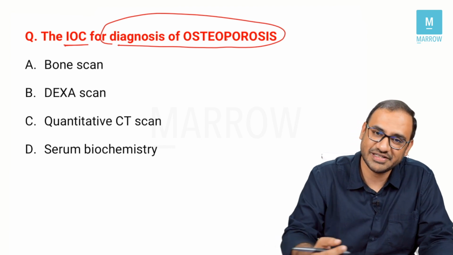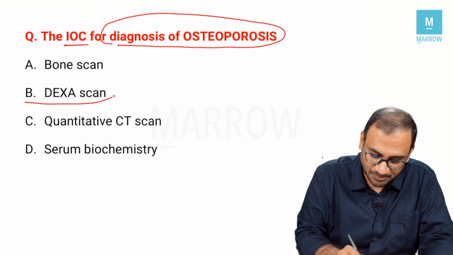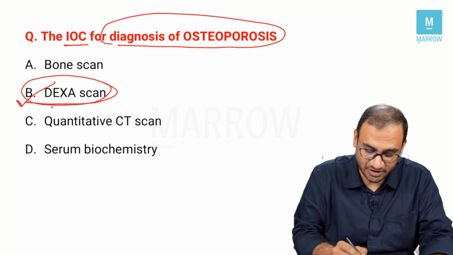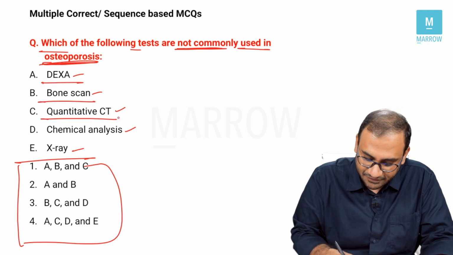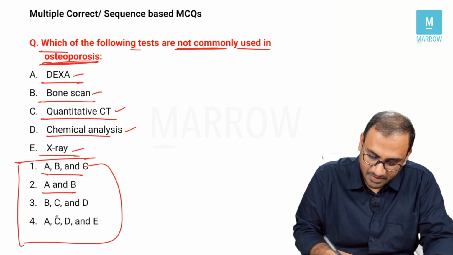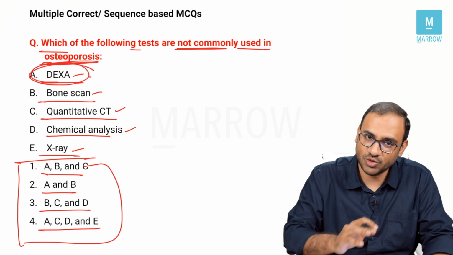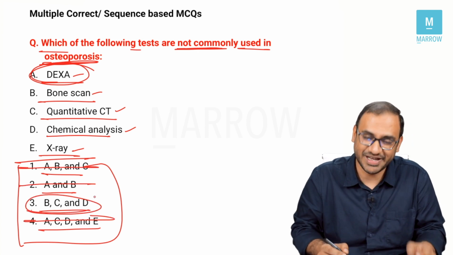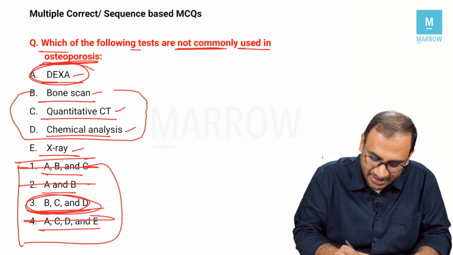And I think it's quite easy, all of you know this. You have to do a bone mineral density scan, and the investigation of choice is DEXA scan. So there is no controversy. If it were a single best answer question, all of you know it is DEXA scan. But the problem is this. So DEXA scan, bone scan, quantitative CT, chemical analysis, X-ray. And the options were A, B, C, A and B, B, C, D, A, C, D, E. Right? So we know that the investigation of choice is DEXA scan. So there is no controversy there. So any option that is excluding A cannot be the answer. So this has to be the answer. The answer has to be BCD, where it's bone scan, quantitative CT and chemical analysis.